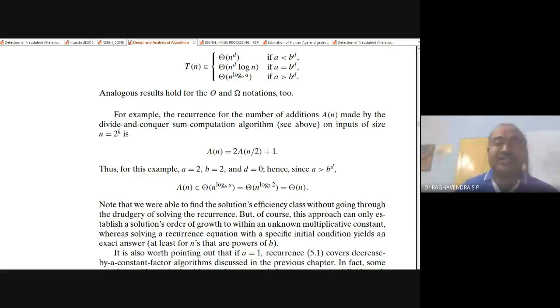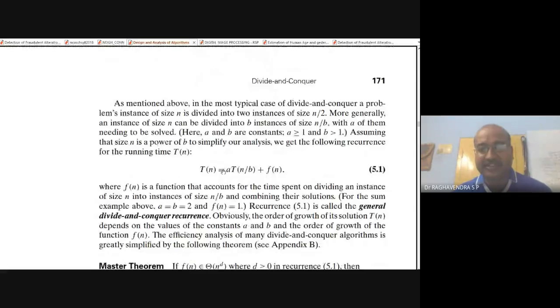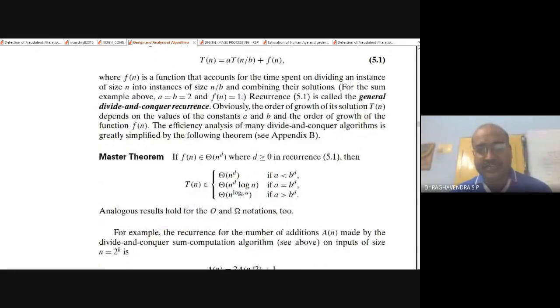Now if you consider this function, T of n is equal to 2 into T of n divided by 2 plus 1. If you compare this with the standard T of n function, T of n is equal to a into T of n by b, this is the coefficient a, and this is b. If you compare these two functions, 2 will be taken as a and b will be taken as 2.